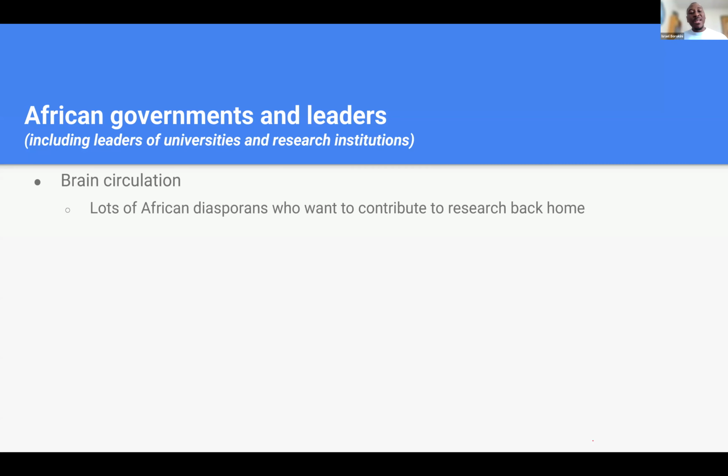We need to promote brain circulation. There are so many African diasporans who want to come back home and contribute to research back home, but they are being shut down by bureaucracy. I know one colleague from Ethiopia who wanted to go to Ethiopia and offered, during the summer months, to come and teach some classes for free and do some training for people. And it was shut down. It was rejected by his own institution in his own country. This is something we need to think about, how we can move things forward in this area.